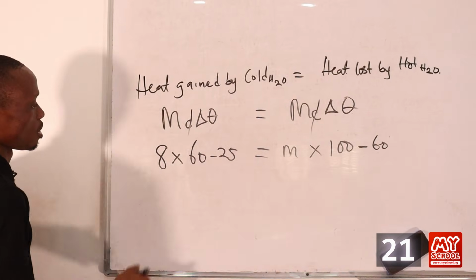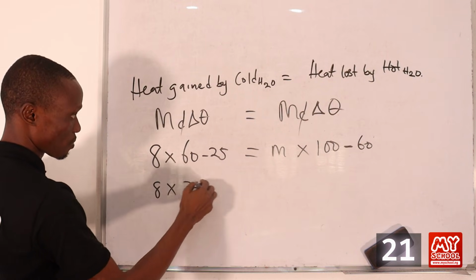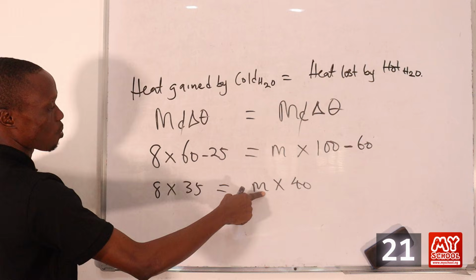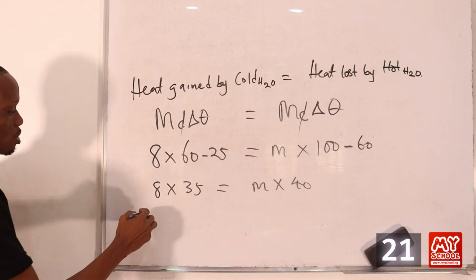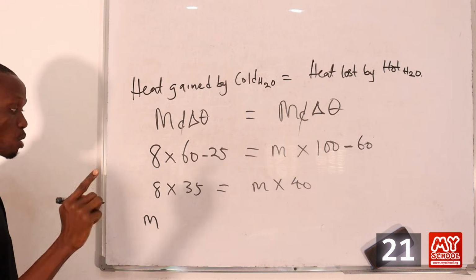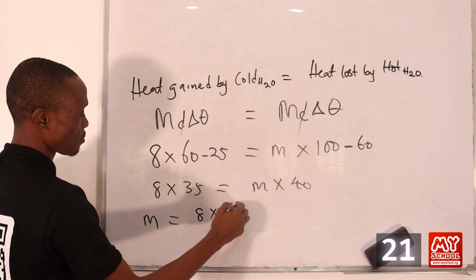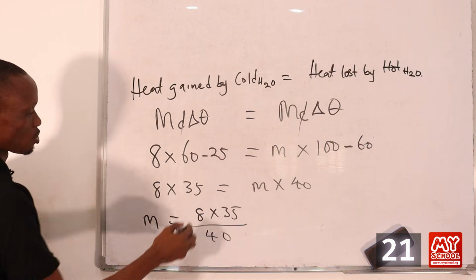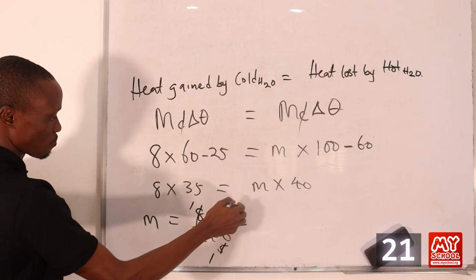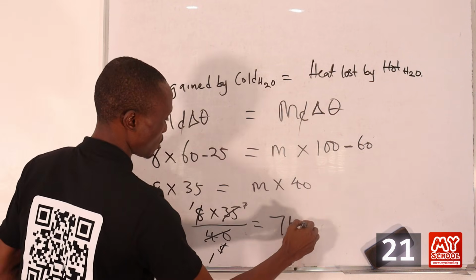So here we'll be having 8 times 35, which should be equal to m times 40, right? Since we are looking for m, we just make it the subject of the formula. Remember that this m here represents the mass of hot water, which we are calculating for. So we'll be having the mass equal to 8 times 35 divided by 40, okay? So 8 here is 1, 8 here is 5, right? Then 5 here is 1, 5 here is 7. So the mass of hot water is equal to 7 kg.